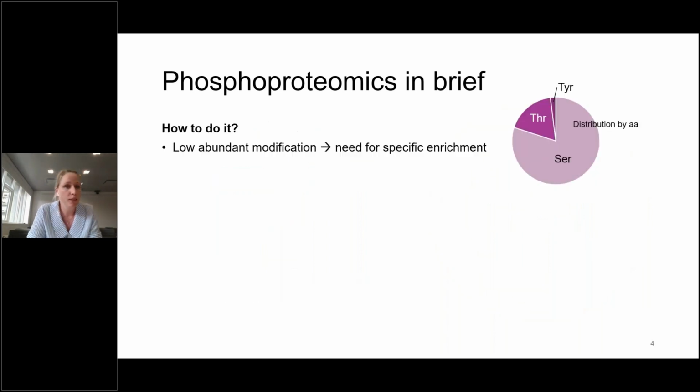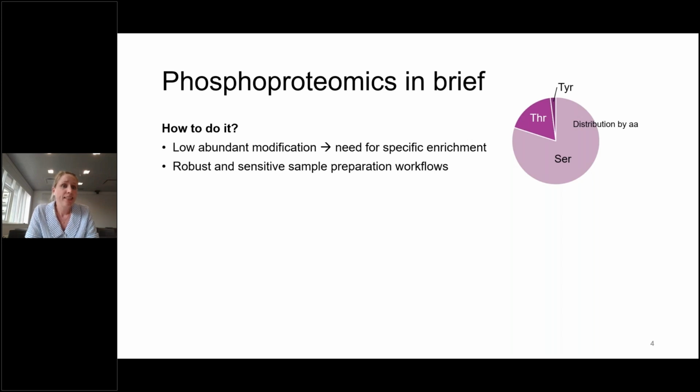So how do you do it? How do you study protein phosphorylation? Well, it's important to know that it's a low abundant modification, so there is a need for specific enrichment. In the cell, phosphorylation mainly occurs on serine, threonine, and tyrosines, where the vast majority of phosphorylations are on serine residues, and the very minor fraction of phosphorylations is on tyrosine, but nonetheless a quite important phosphorylation.